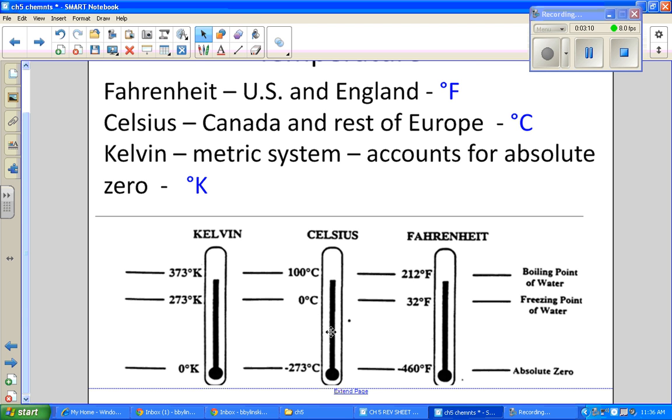Because according to Kelvin, at 0 degrees Celsius, or 273 K, particles are still moving. So he determined a temperature where there's absolutely no motion. On the scale that you're used to, this would be all the way down to minus 273 Celsius, which is 0 Kelvin. So that is what the Kelvin scale is about. It accounts for absolute zero. All motion stops.